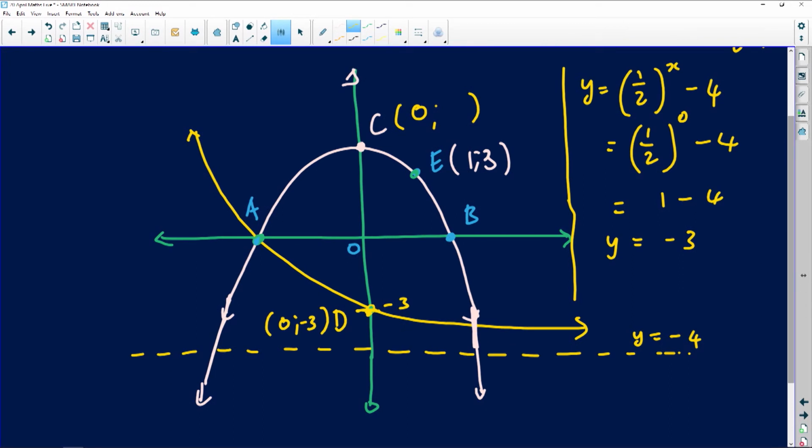The coordinates of D are (0; -3). The second question is asking for the range of g.